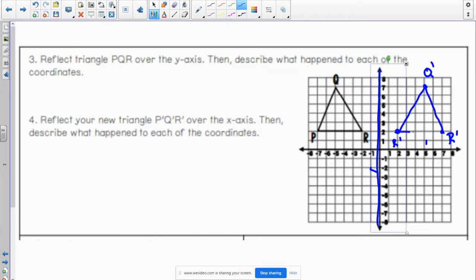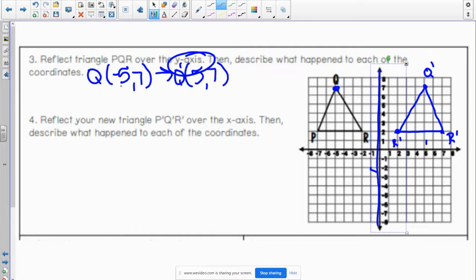When you draw these, just make sure that they are congruent in size. So when we went over the y, what happened to each of the coordinates? Let's just do an example. Let's do Q. So Q was at -5 and 7. So right here, -5 and 7. It changed, when I flipped it over, so Q prime, changed to 5 and 7.